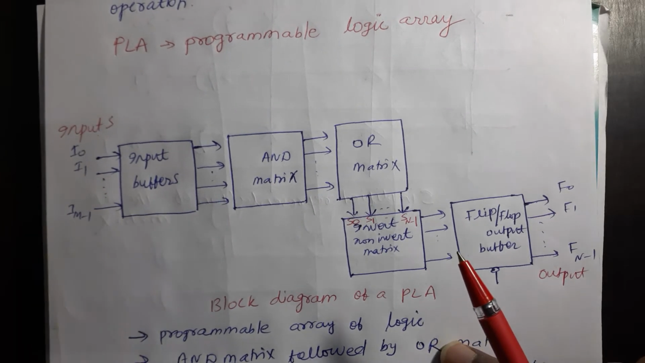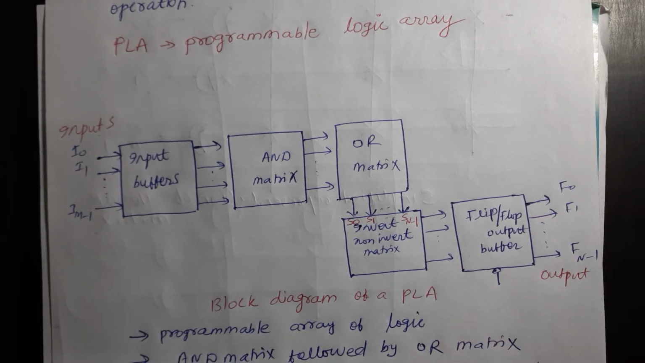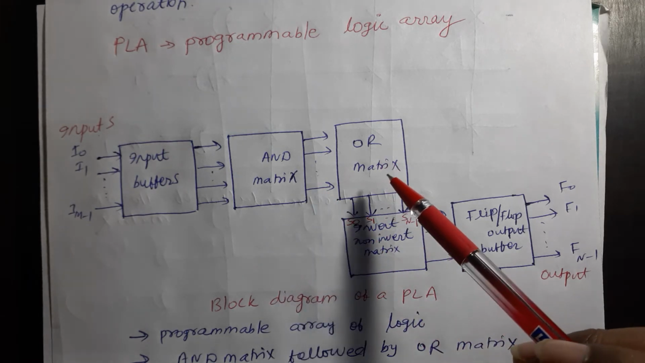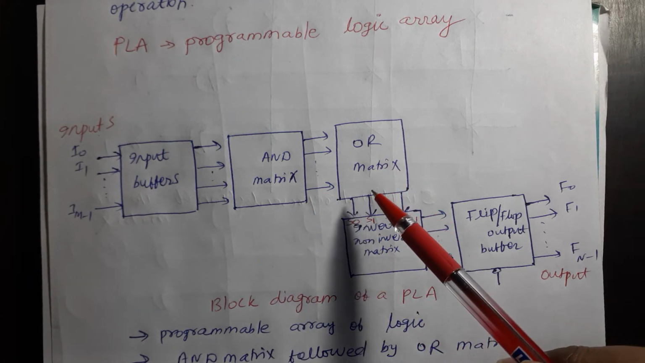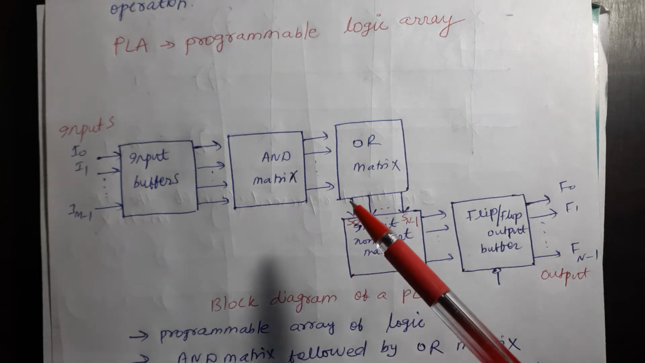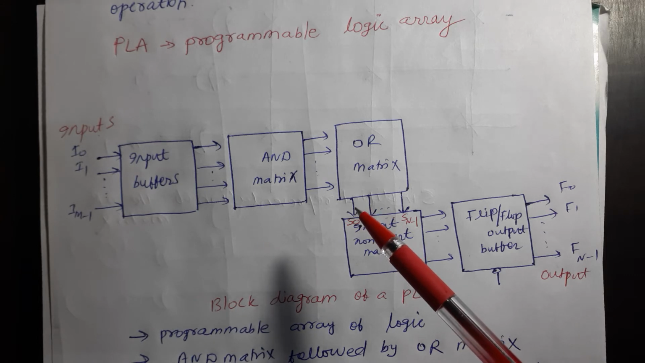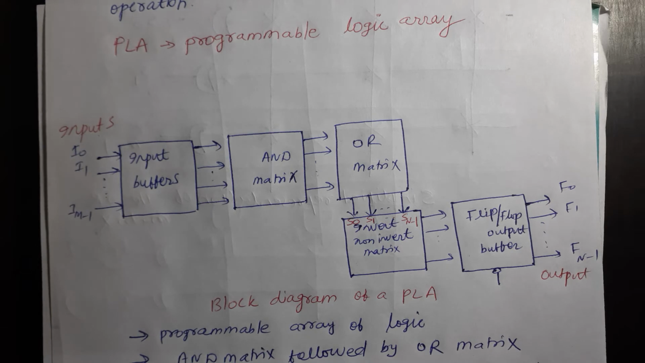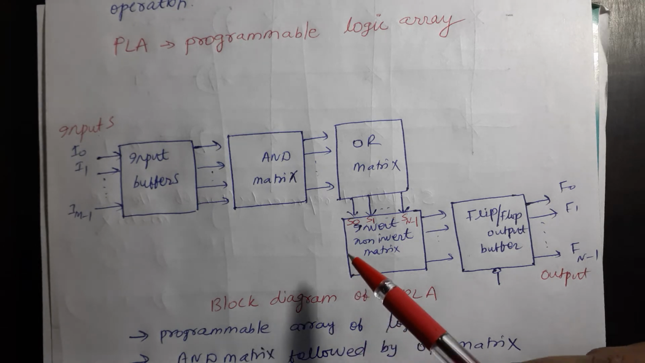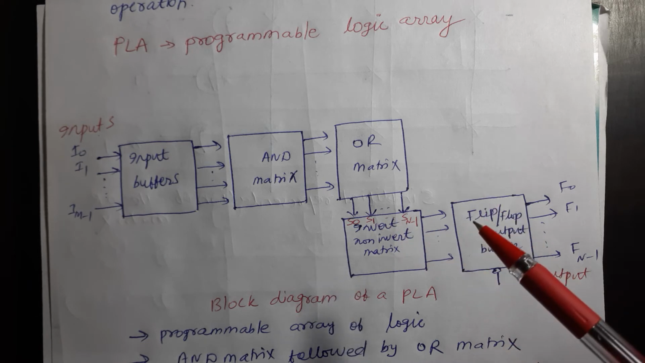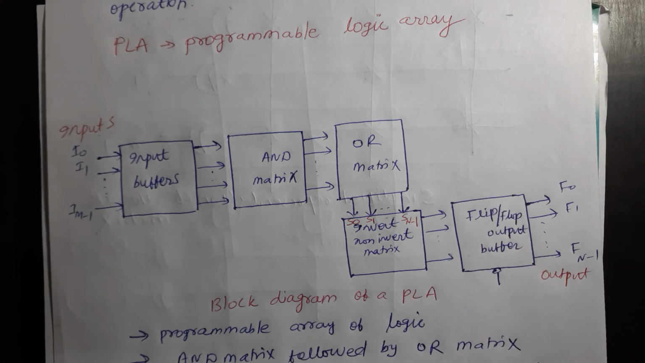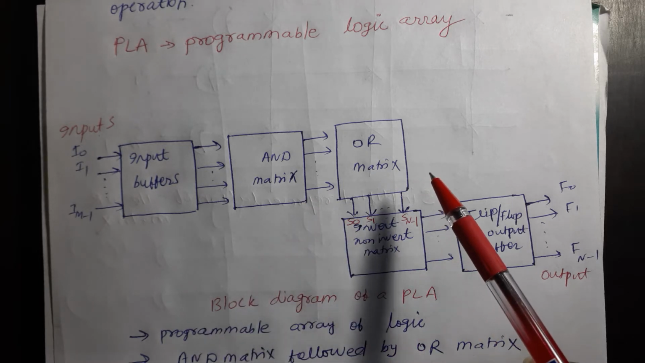So basically, based on programmable and fixed AND matrix and OR matrix, there are three arrangements. One is PLA, other is PAL and PROM. This time I am talking about PLA. In PLA, AND matrix is followed by OR matrix.